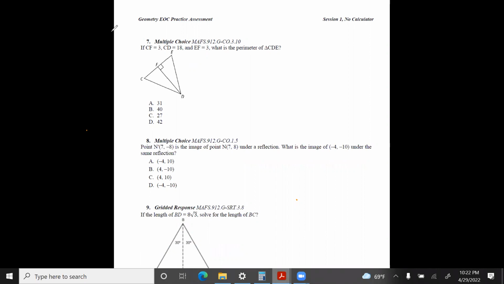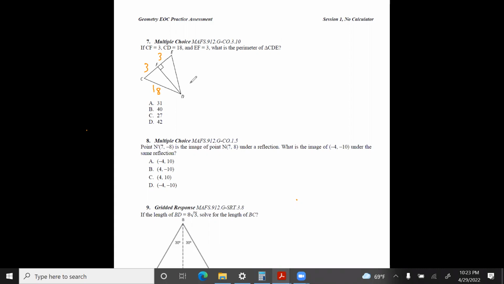On number 7, we have, if CF is 3, CD is 18, and EF is 3. What is the perimeter of triangle CDE?